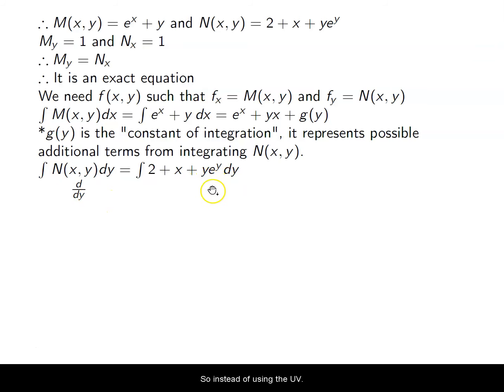So instead of using the UV, DV formula, whatever it is, I can't even remember it, I use what's called the tabular method. Super easy to remember, super easy to use, okay? I'm going to pick some function out of this to differentiate, and I'm going to pick some function out of these two to integrate. The one that I choose to differentiate should be whichever one ends up going to 0 when I differentiate it.